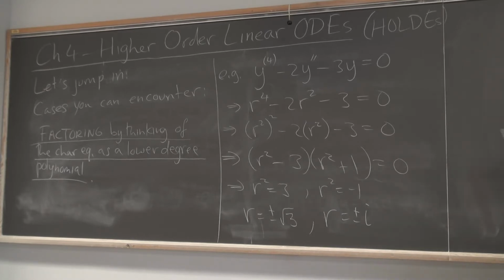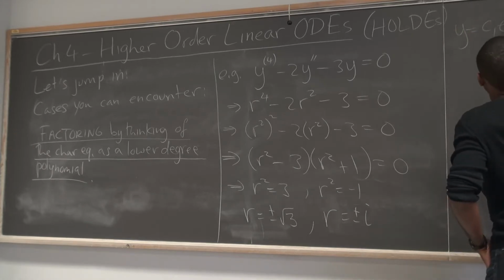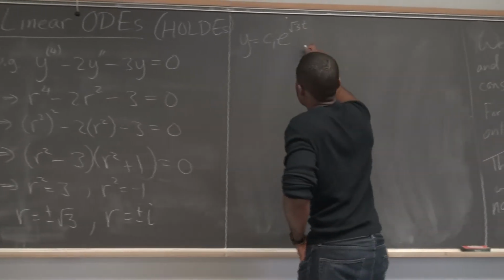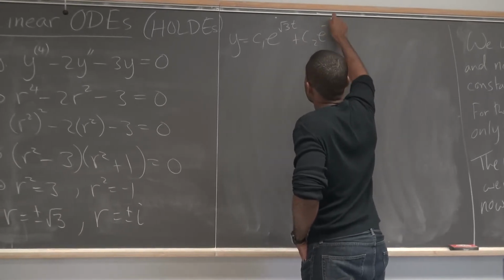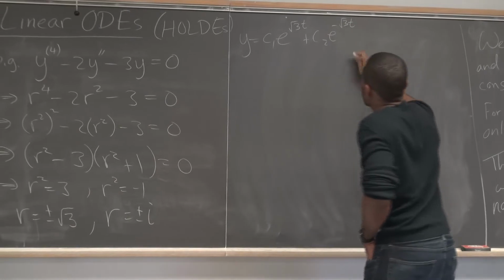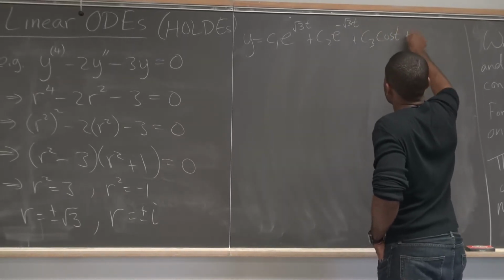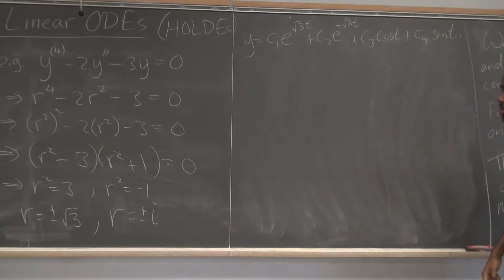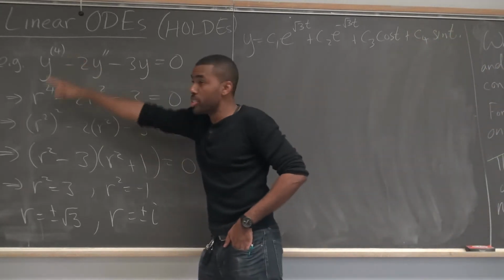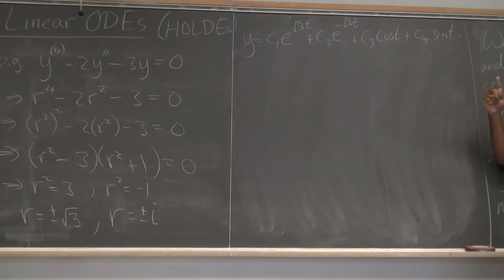y is equal to C1 e to the square root of 3t, plus C2 e to the negative root of 3t, plus C3 cosine t plus C4 sine t. Right? So now we had a fourth order differential equation, which means you should have 4 solutions in your answer. Right?